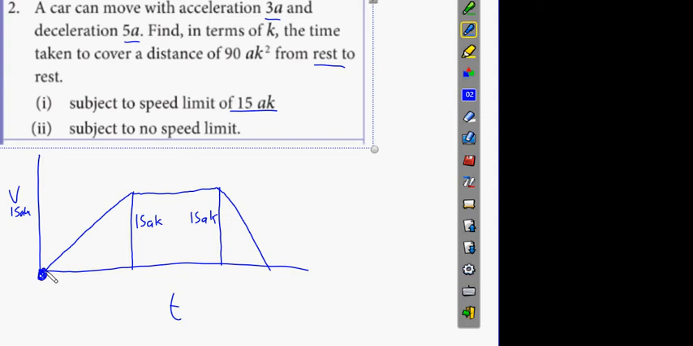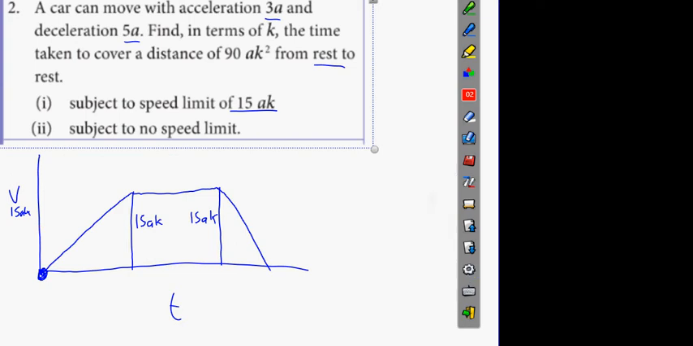Now, if it didn't specify rest, what would I have to do? I'd have to start up here and then go up to meet the speed limit, and your first area would have a triangle with a rectangle underneath. But that's not the case, because it specifies that we start from rest. But if you didn't start from rest, that's exactly what you do.